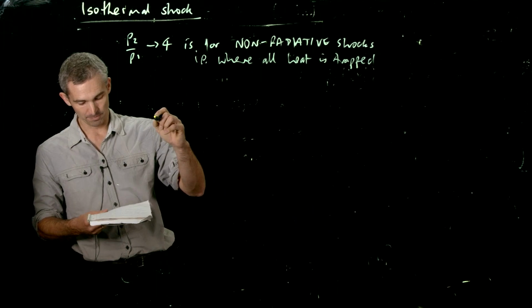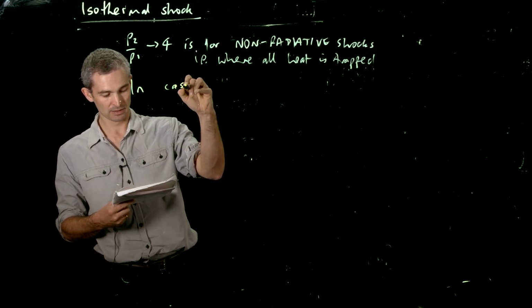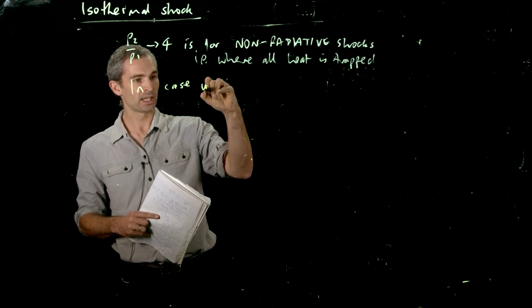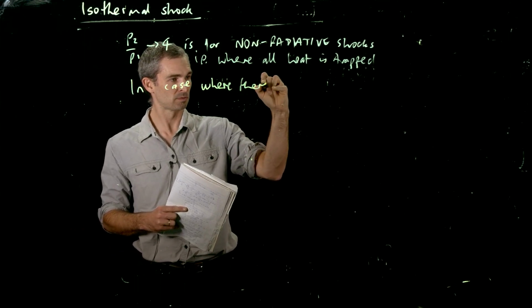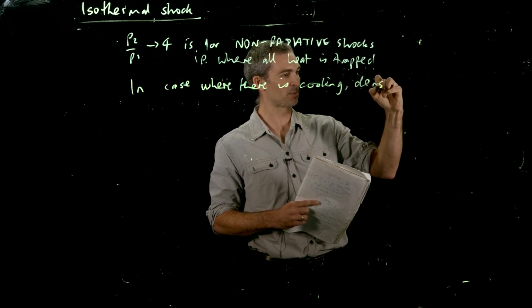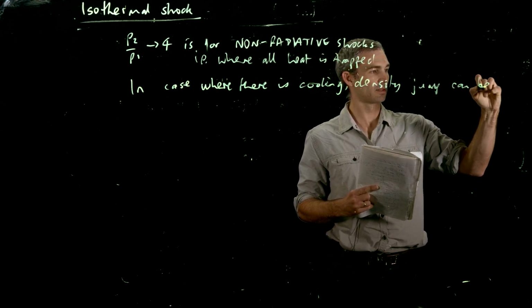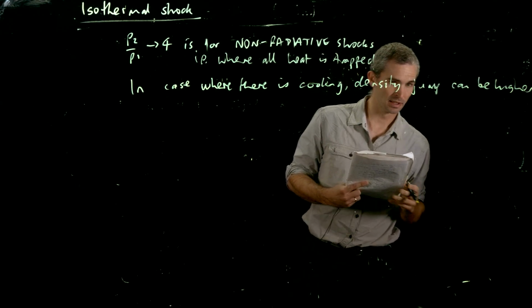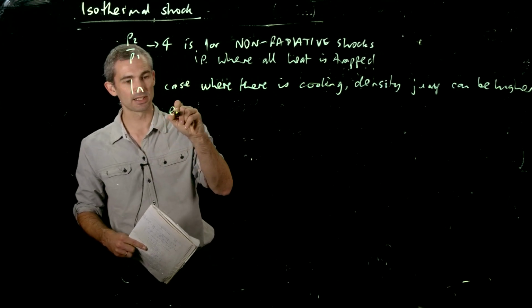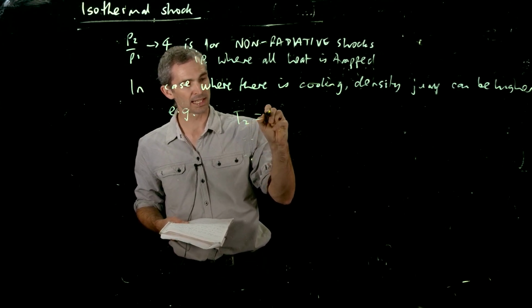So in the case where there is cooling, then the density jump can be higher. So for example, let's consider now the jump conditions in the following form. Just say that T2 has to be equal to T1.